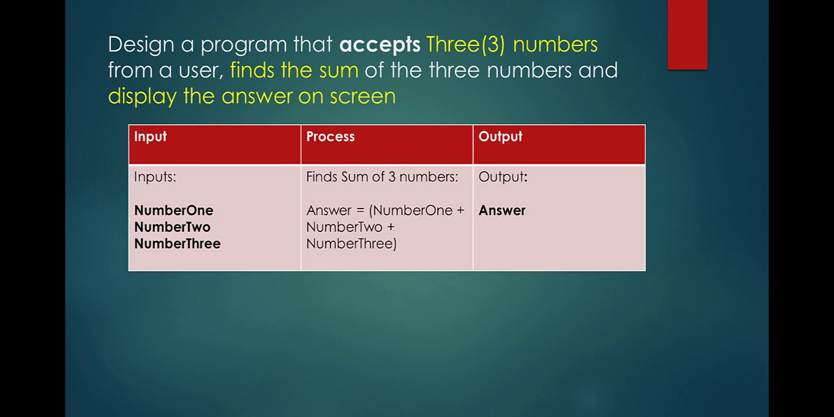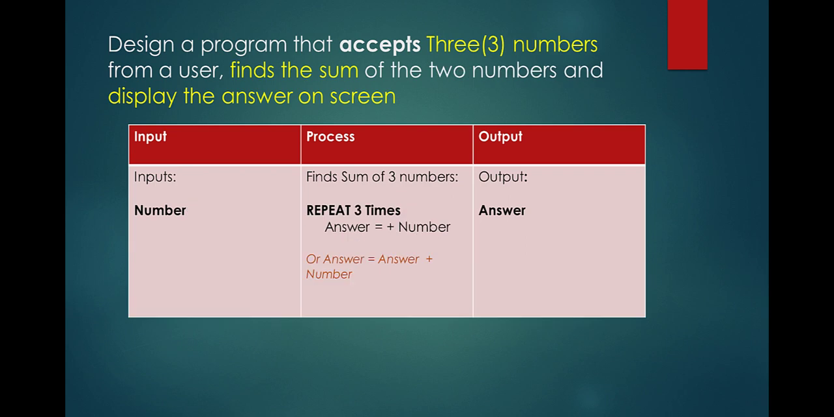Let's look at how we can express that in a different way, because as we said before, a problem can have more than one solution. So let's look at a second solution to that same problem. Here's a second solution to the same problem. On the inputs, we have number. On the process, we have repeat 3 times, and then we have the answer as output. So that's the next way that we can express the same problem.